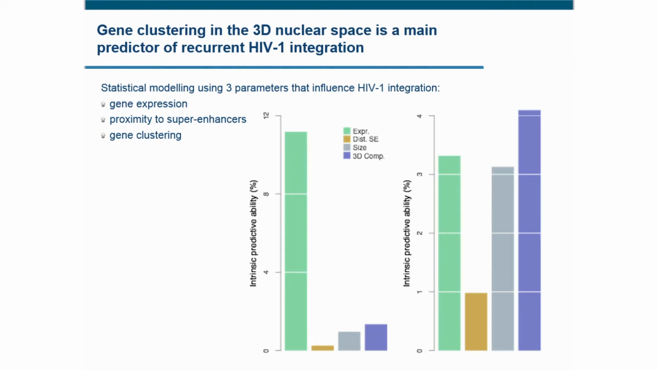But when we take into consideration the hotspots of integration, so these recurrently targeted sites, which can also be selected under therapy, then these clusters of genes and contacts in 3D are the main predictive force, together with gene expression, of course, and also gene size. Super enhancers, unfortunately, do not seem to predict efficiently whether a gene will become a hotspot or not. So why are they important?